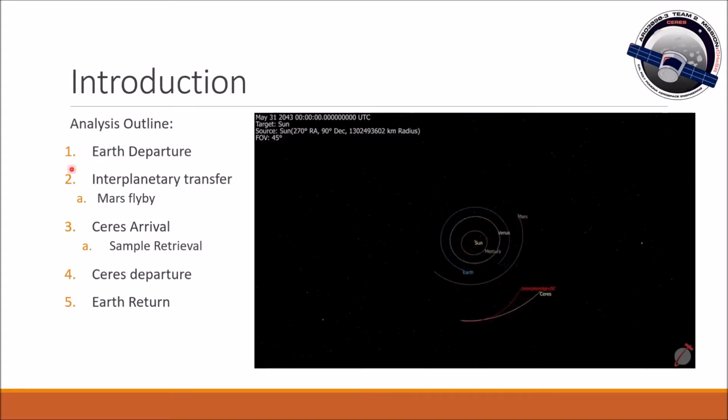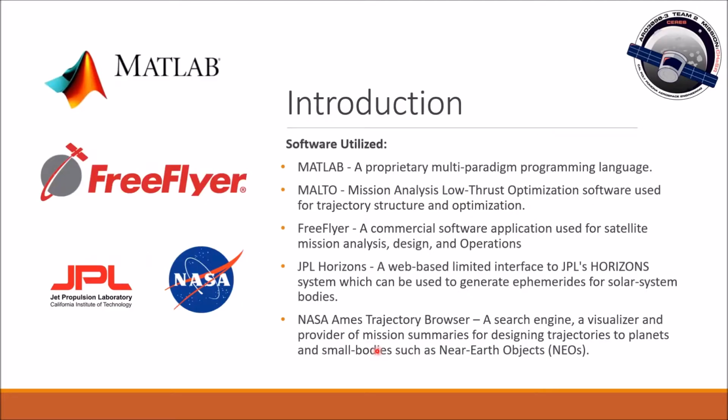And a short outline of our analysis. We're first going to go over Earth departure, followed by the interplanetary transfer and Mars flyby. Third, we're going to go over the Ceres arrival and sample retrieval, followed by the Ceres departure and Earth return, as visualized in our FreeFlyer animation over to the right. And we used multiple software tools in our calculations, the main ones being MATLAB and MALTO, which is the Mission Analysis Low-Thrust Optimization software.